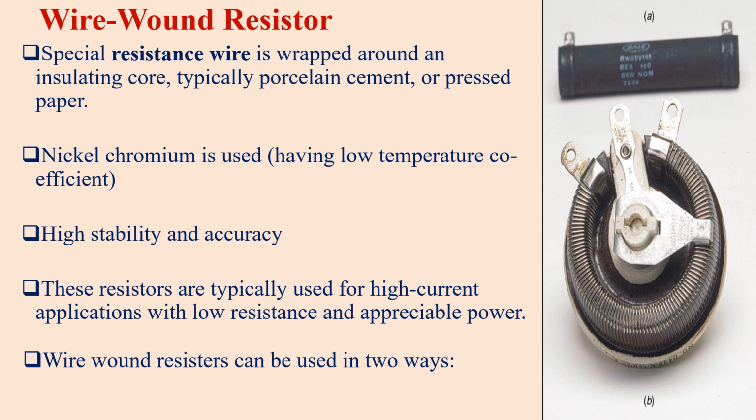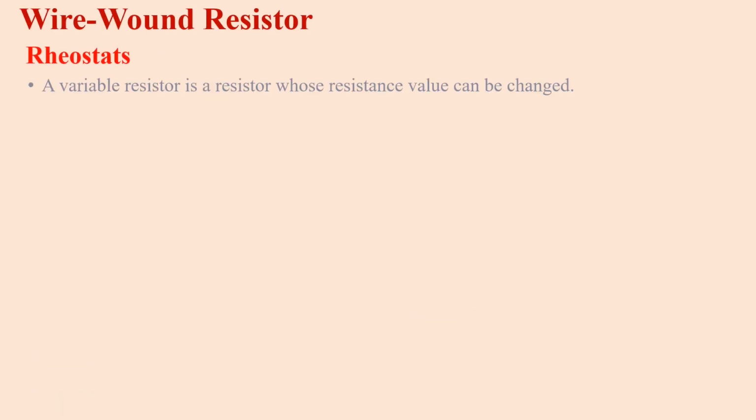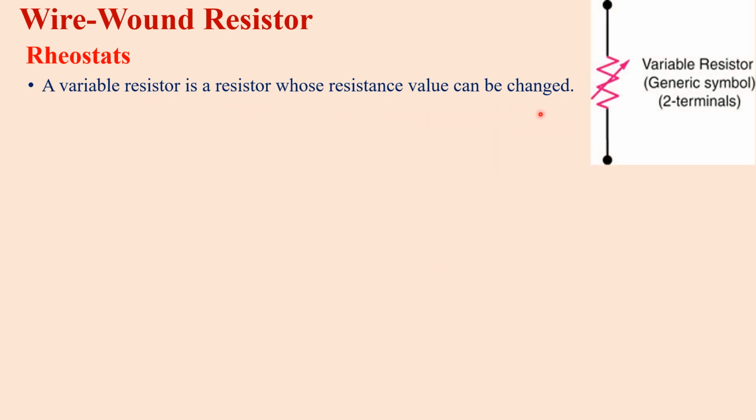Wire-wound resistors can be used in two ways: rheostat and potential divider. Rheostats are variable resistors. A variable resistor is a resistor whose resistance value can be changed. Here in this figure, representation of variable resistor is shown with two terminals. This is used in circuit diagrams. Rheostat is a resistor that controls current.